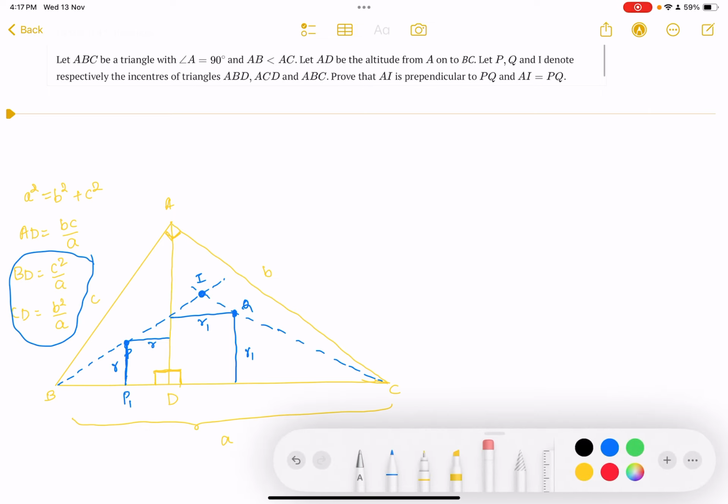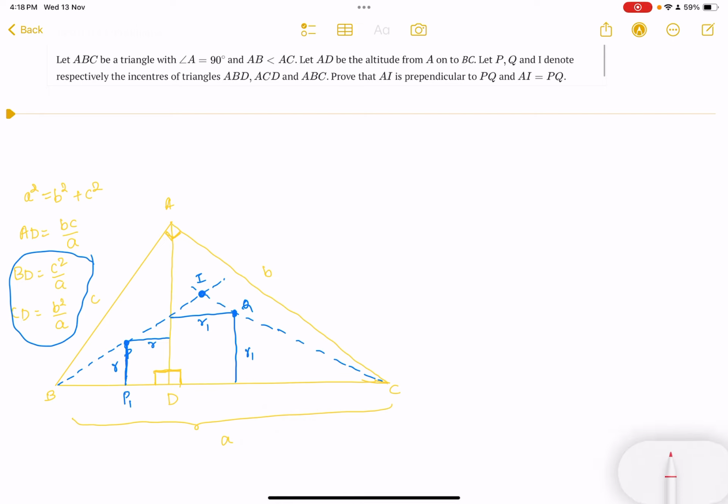Now consider triangle PIQ. Triangle PIQ.